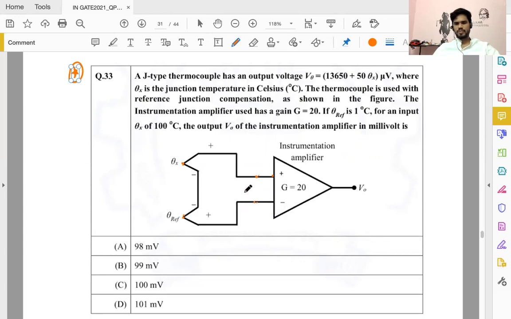You have to understand that from this block diagram, what you're feeding here is the difference. The moment you understand that, then the rest of the things are simple. So you take V theta x minus V theta ref. This is what you are feeding. This times gain should be V naught.